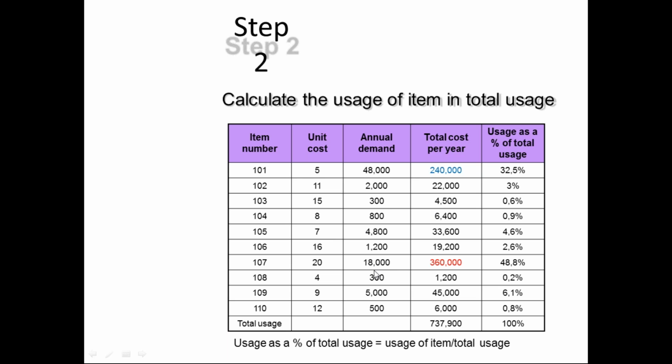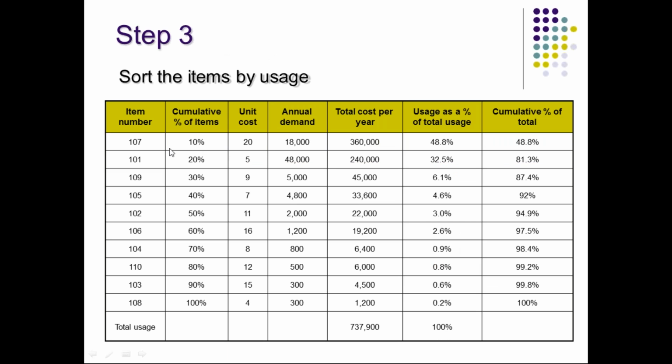In this we can observe that the maximum cost is of item 107, that is 3,60,000. After this it is this item, that is 2,40,000. Likewise, we need to calculate the percentage. Now 107 is the item with the most value over here, which we can see is 3,60,000.